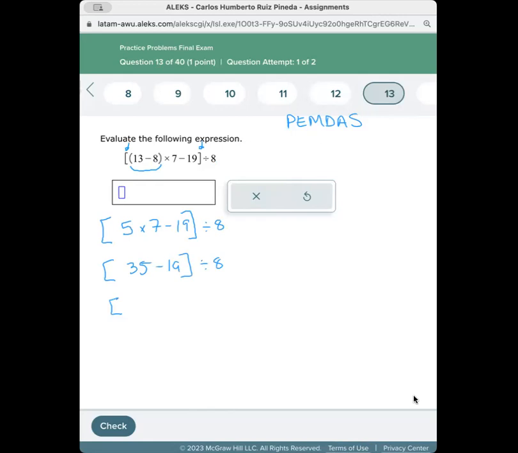What happens inside the bracket? 35 minus 19 is actually 2 or 1, sorry, I missed this. No, it's 16, correct? Because 35 minus 19 is 16. And then this becomes a 2, 2 minus 1, okay. 16, and we will divide this by 8. So the final answer is 2. We continue.